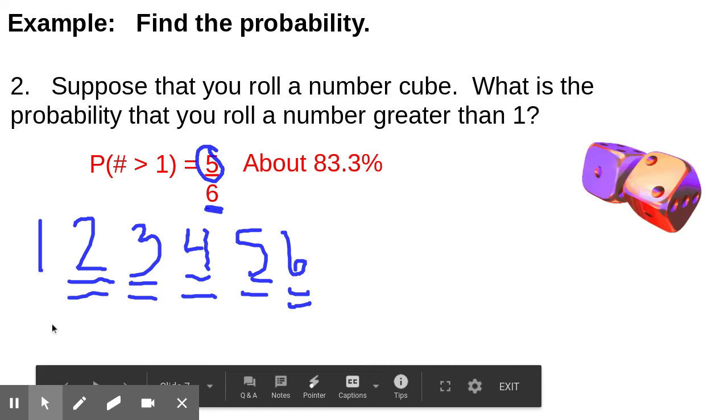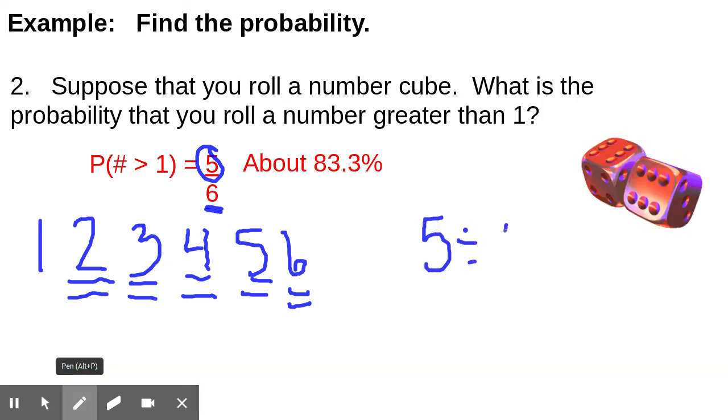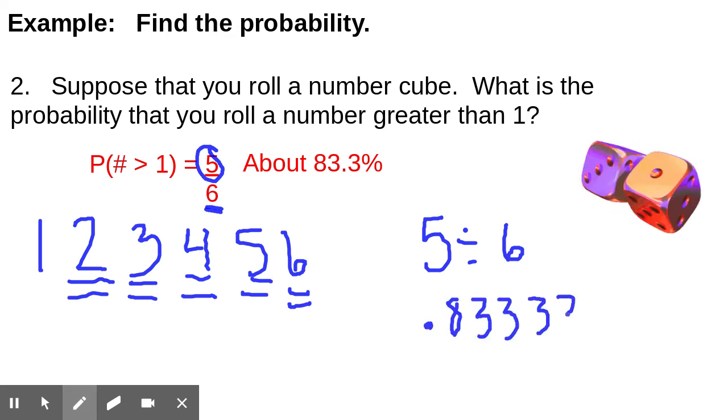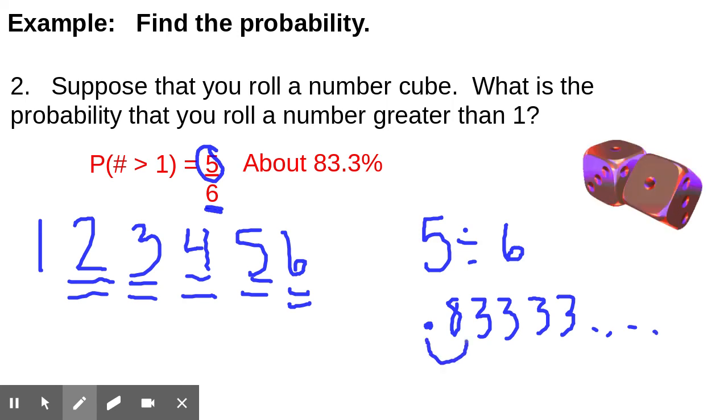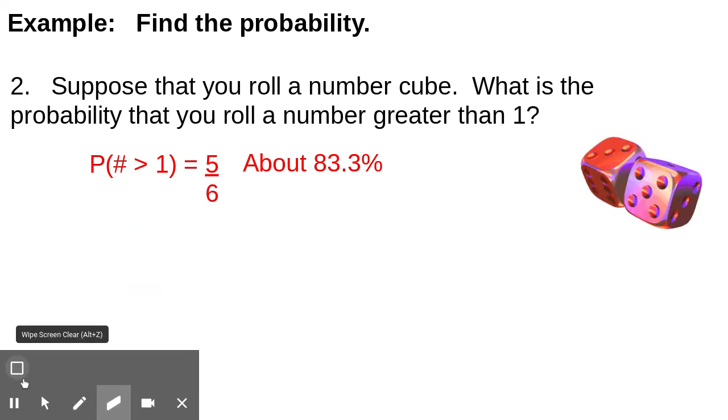Okay, and then if you take the 5 and divide it by the 6 in your calculator, 5 divided by 6, you'll get 0.8333, and it keeps going. So you just move it over twice, and so it's about an 83.3%. Okay.